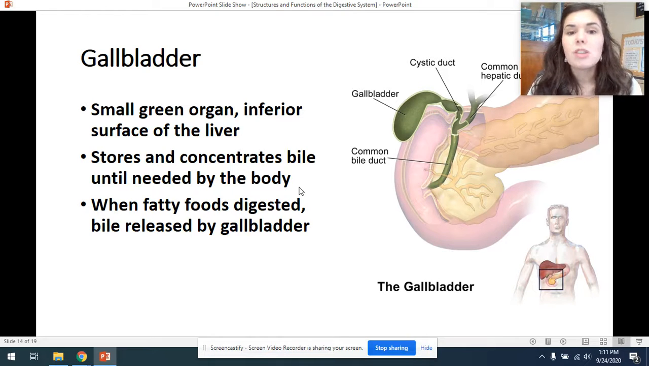When fatty foods are digested, bile is what's released to help with the breakdown and digestion of fat. And so that's why people who have had gallbladder surgery typically need to eat lower fat diets, because they don't have that extra bile in their system to help break down that fat.